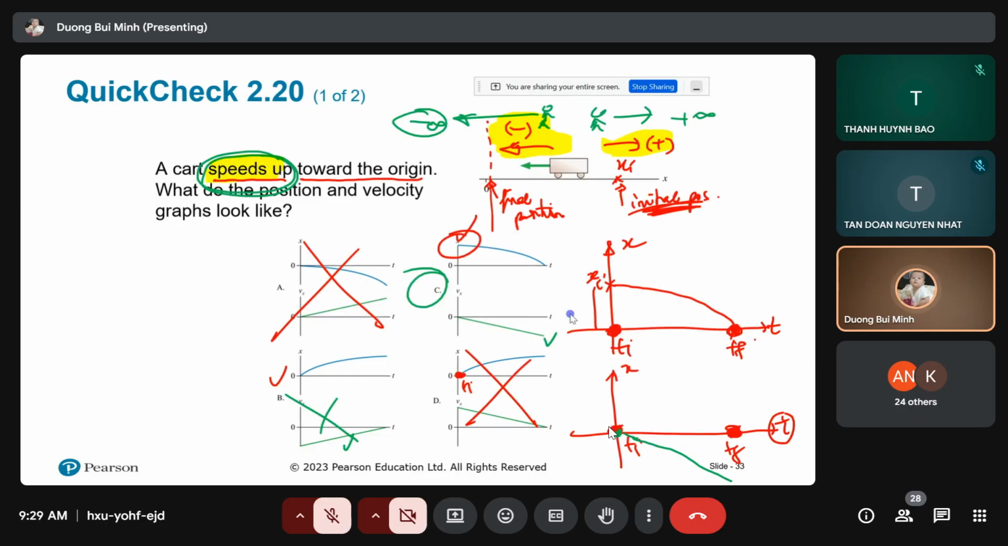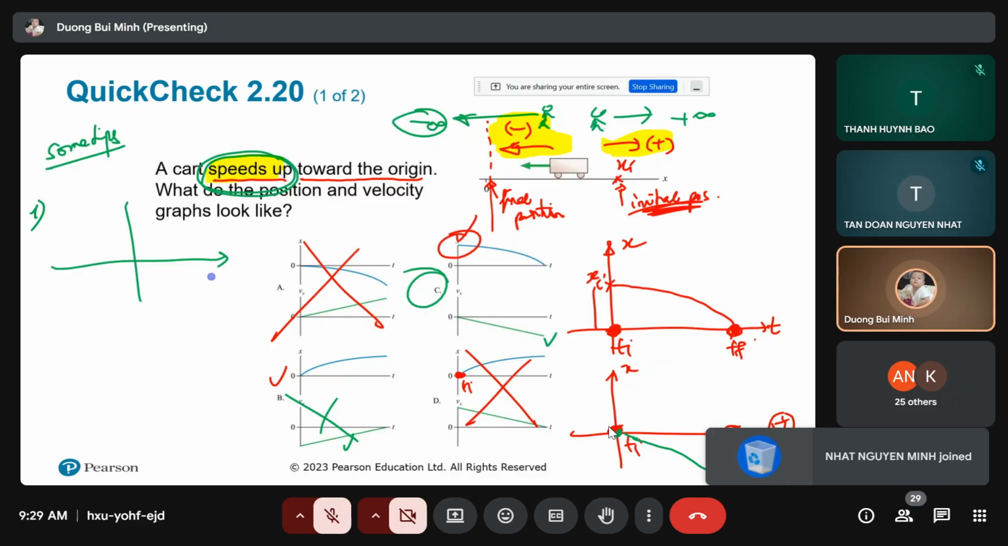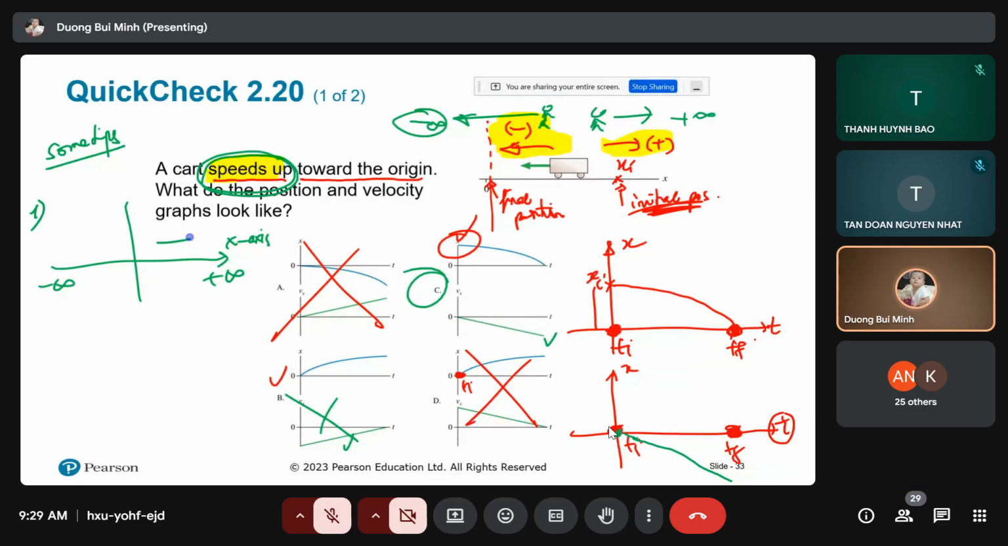Any questions so far? Now I give you some steps. The first step: for any motion, we need to follow the coordinate. If we only have one direction, this is the x-axis, right? This side is positive and this side is negative. Coming this way, you get positive; coming this way, you get negative. If they follow the y-axis, of course only one direction, this one is positive, this one is negative. This is the first step.